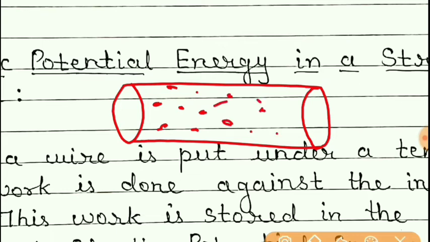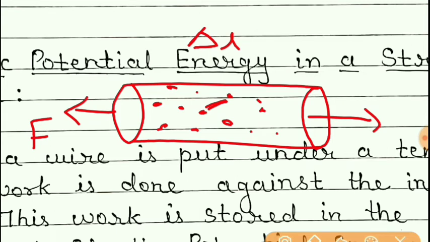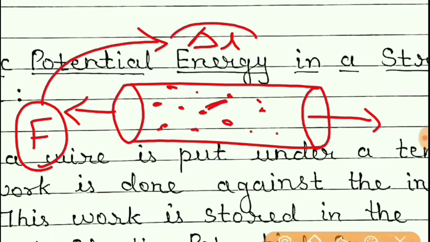These are bound by some forces, so there are interatomic forces inside this material. When a force is applied to increase the length of the wire, suppose there will be a change in length of delta L. This change in length is against the interatomic forces.